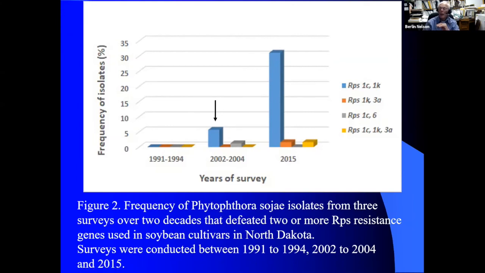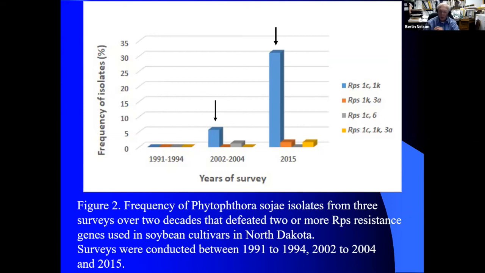Now let's jump to 2015, and what do we see? We see almost 30% of those isolates out there can attack 1C and 1K. So we're seeing this really dramatic shift in the pathogen population, keeping in mind what's happening with the soybean varieties out there. They're using a lot of 1C, they're using a lot of 1K, and the pathogen is pretty well adapting to what's out there in those fields.